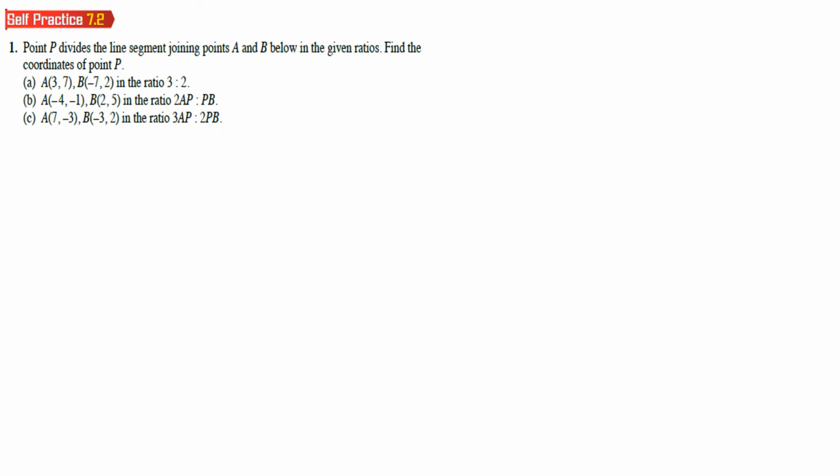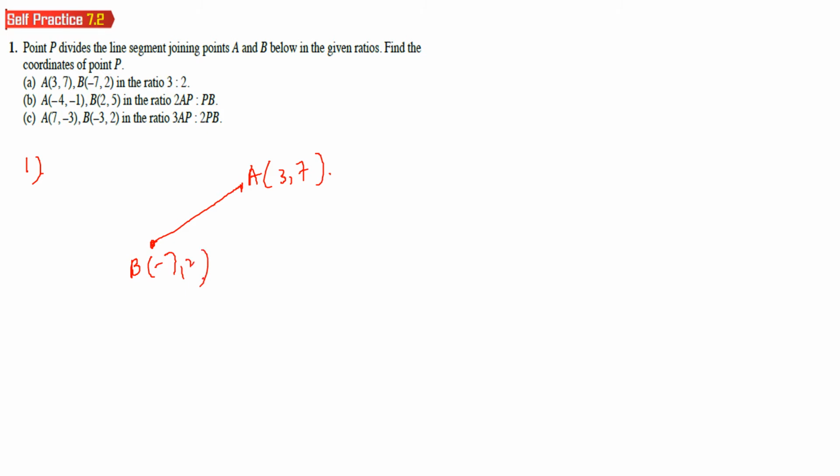Okay, now we look at self-practice 7.2. I will discuss two questions with you. So what you need to do is draw the straight line. A is positive 2 and B is negative 7, so A will be somewhere here. We sketch the question only. B, negative 7, is somewhere at the left hand side.